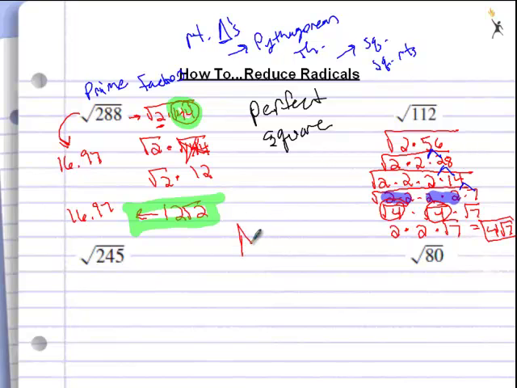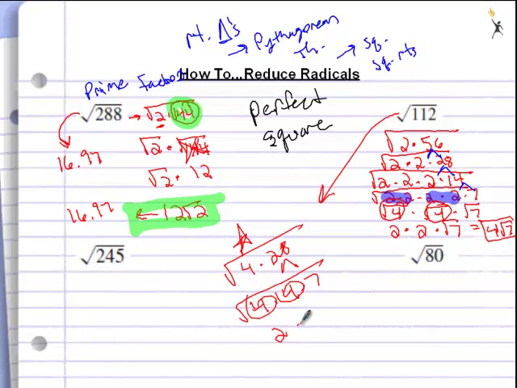Let me write this down so you can follow my thought process. Maybe the first thing you did to reduce 112 is say the square root of 4 times 28. And then you broke down 28 to say 4 times 7. And you'll notice that we got to the same point. The square root of 4 is 2. The square root of 4 is 2. The square root of 7 is the square root of 7. So we still get 4 square root of 7 here.